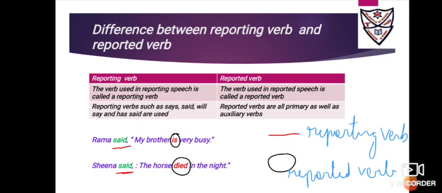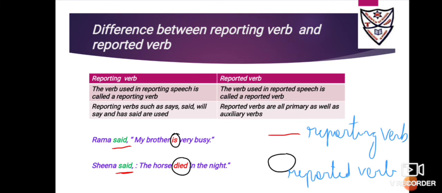Now let us move towards the verbs. As I've told you, there are 4 different terms that I want you to be clear about. That is reporting speech, reported speech, reporting verb, and reported verb. So now we'll go for the reporting verb. Okay, the verb used in the reporting speech is called the reporting verb, and the verb used in the reported speech is called the reported verb. Okay, so in this speech you can see whenever the verb is used, that is called a reporting verb, and the verb that is used in the reported speech is called the reported verb. In short, reporting verbs such as says, said, will say, has said are used. And reported verbs could be all the primary verbs as well as auxiliary verbs.